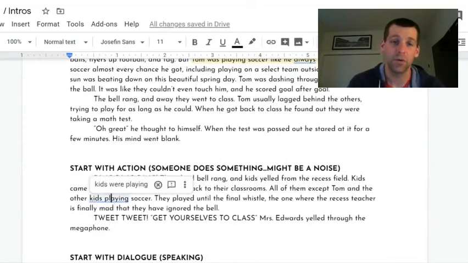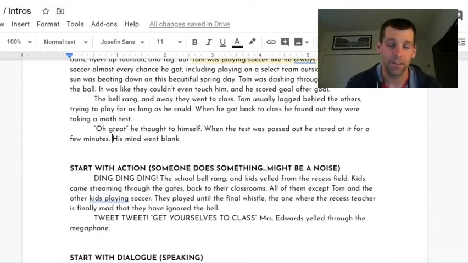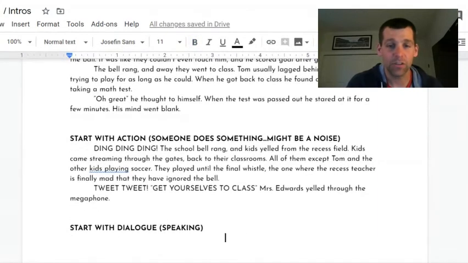Here, I could then continue on with the part about the math test and them running back in. But I've got this action, a little bit of the noise, the kids running. Now I know that they're at a school. I can see that they're outside a little bit. I can start to picture that. The last part is that we could have some dialogue. And here, this one gets a little bit tricky.